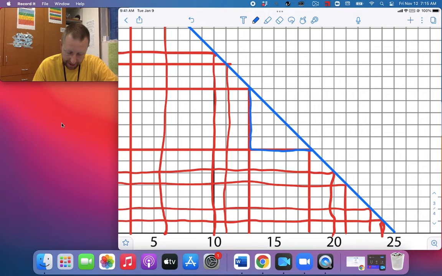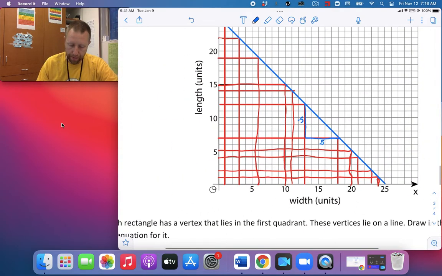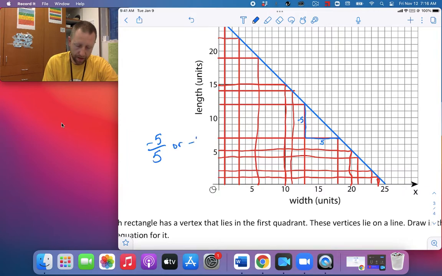If I notice this, it's down 1, 2, 3, 4, 5. So I'm going to put that as -5, not just 5, just to remind myself that this slope is negative. We talked about how you guys have a tendency to forget to add the negative after you figure out what the slope is. But then I'm going over 1, 2, 3, 4, 5. I'm going over 5. So my slope would be -5 over 5, or just -1, because any number divided by itself is 1, and then that negative makes it a -1. So I've got the slope.